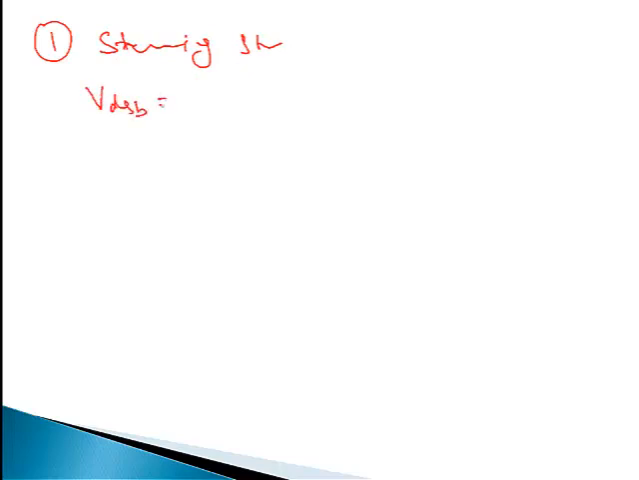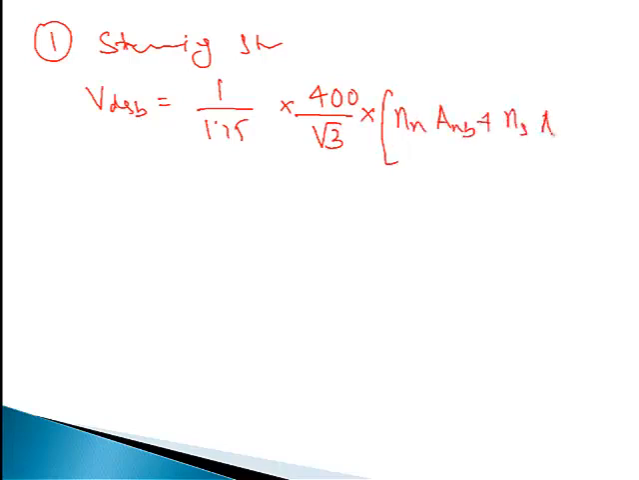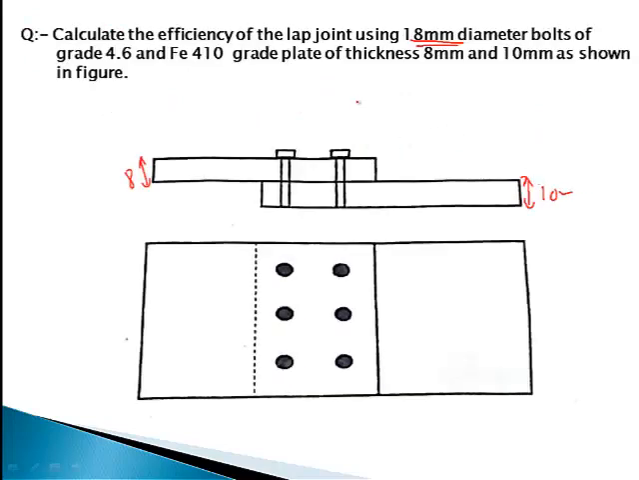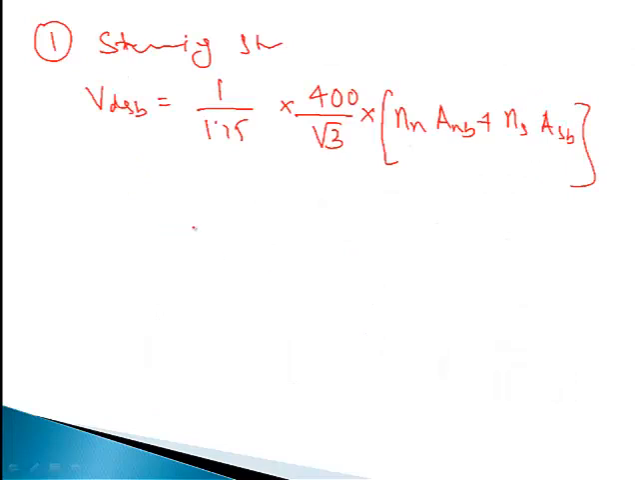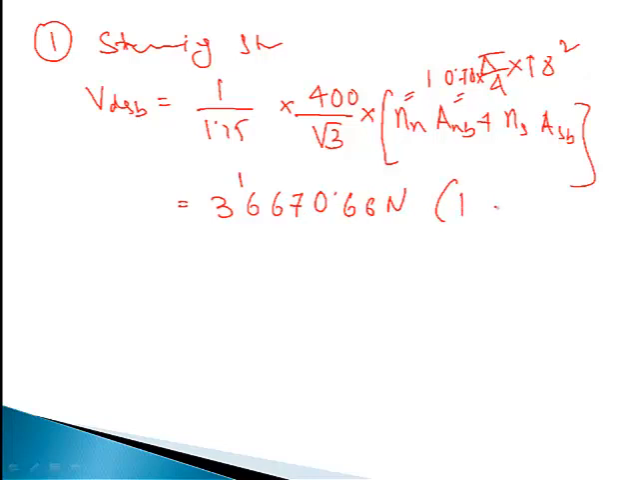Now first, shearing strength is given as Vdsb equal to 1 by 1.25, I am writing directly the formula, 400 into nn Anb plus ns Asb. Now here the thread portion is only here. No shank is attached to the shearing plane, so ns will be directly 0, nn equal to 1. Anb equal to pi by 4 into 18 square, just 0.78, multiply the 0.78, you will get around 36670.66 newton for 1 bolt.